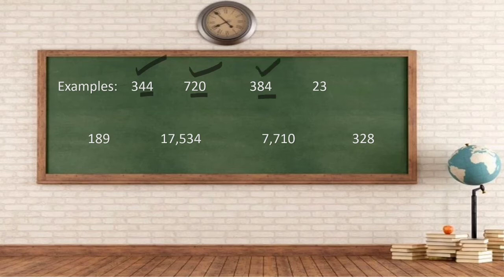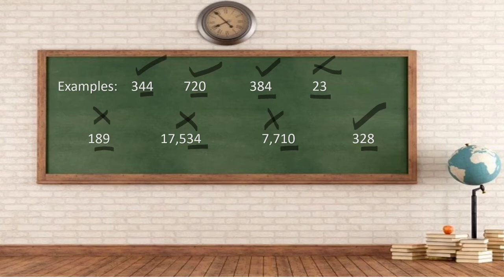Check. How about 23? This is not divisible by 4. 89. This is not divisible by 4. How about 34? This is not divisible by 4. How about 10? This is not divisible by 4. 28. Yes, this is divisible by 4.